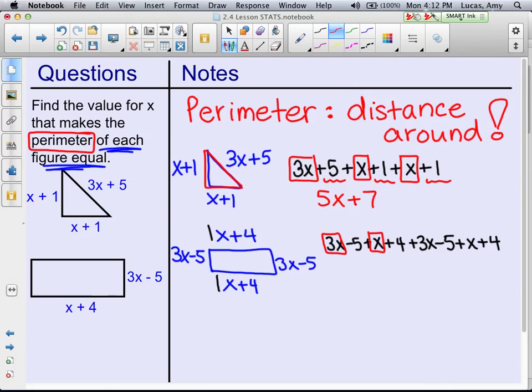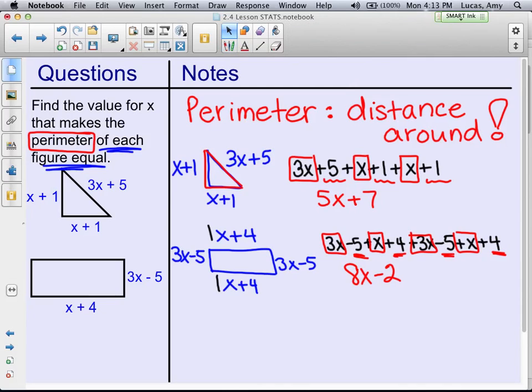So my like terms, 3x, 1x, 3x, 1x. So 3, 4, 5, 6, 7, 8, 8x. Then I've got minus 5. Negative 5 plus 4, negative 5 plus 4, so negative 10 plus 8. So this is going to be negative 2. So negative 5 plus 4 would be negative 1, minus 5 is negative 6, plus 4, negative 2. Perfect.